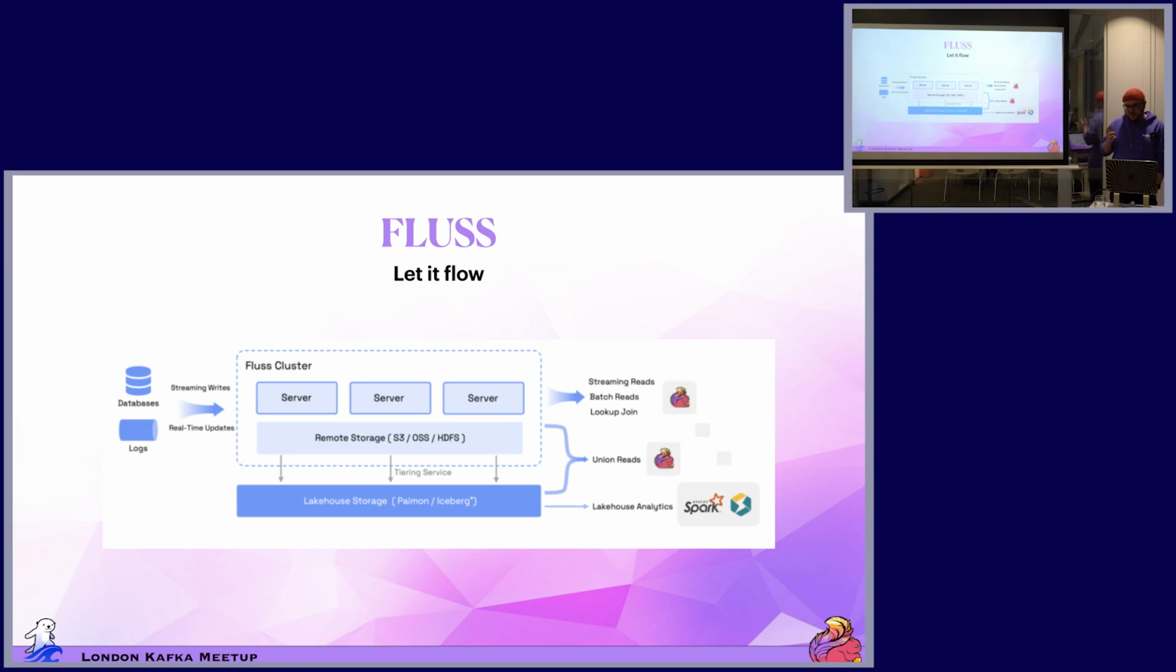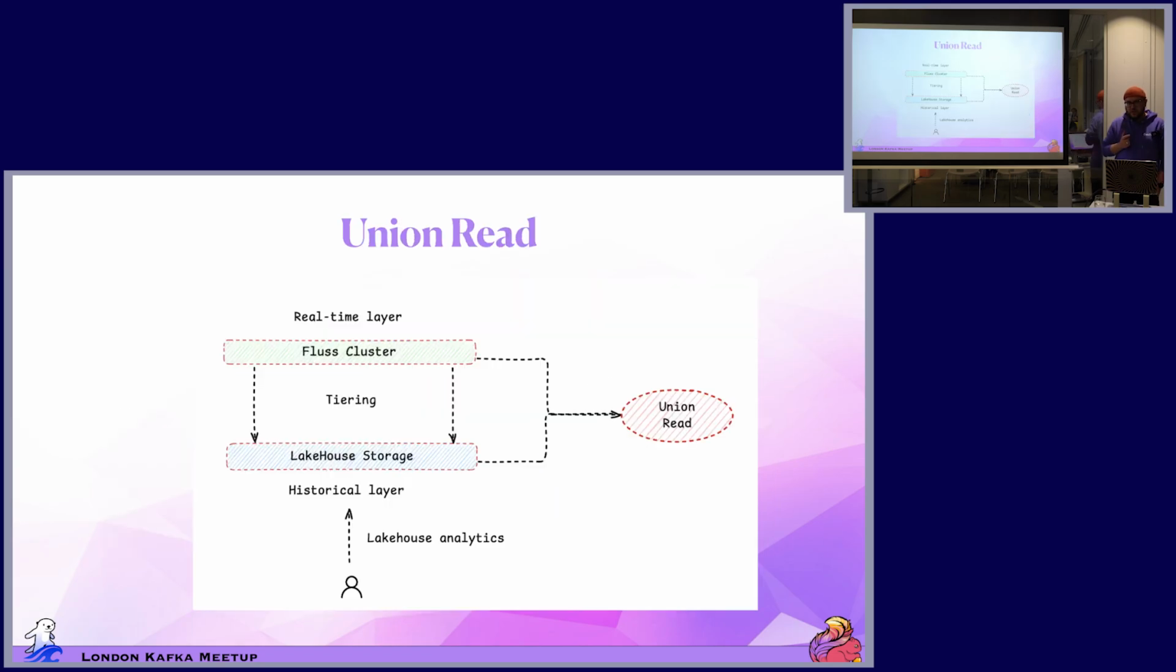And then what you can do with this is union reads, lookup joins, and lakehouse analytics, because you use Fluss in order to get the data inside your cluster, and then there is a tiering job that actually delivers this data into Iceberg, and then you can query it with Spark, Trino, or any other generic query engine that supports this table format. Okay, that's nice. So let's zoom in on some parts of this process.